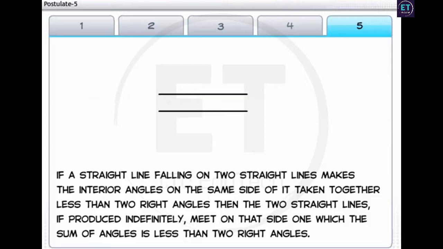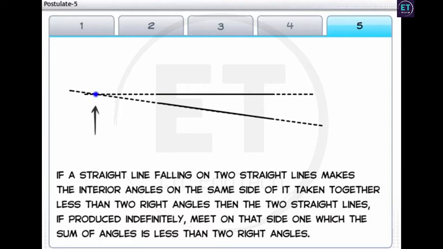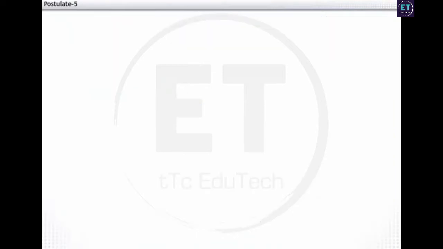Now, we will recap what we just discussed in Euclid's own words. If a straight line falling on 2 straight lines makes the interior angles on the same side of it taken together less than 2 right angles, then the 2 straight lines, if produced indefinitely, meet on the side on which the sum of the angles is less than 2 right angles.